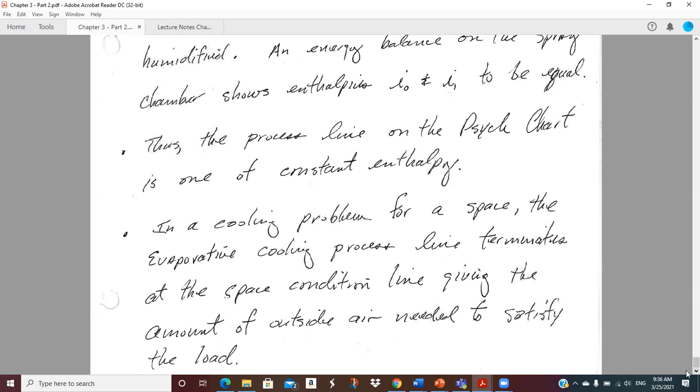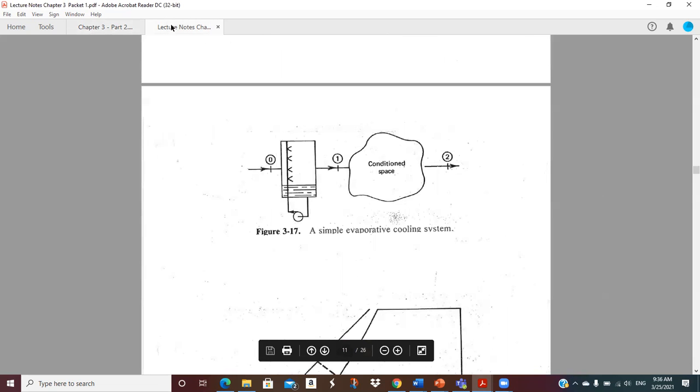In a cooling problem for a space, the evaporative cooling process line terminates at the space condition line, giving the amount of outside air needed to satisfy the load. Okay, so you can read that over again. Let's look at a diagram here. Pictures always help.